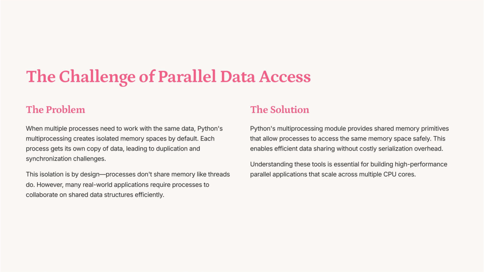Python's multiprocessing creates isolated memory spaces, leading to data duplication and synchronization issues. Shared memory primitives offer a solution, allowing processes to access the same memory space safely. This approach eliminates costly serialization, enabling efficient data sharing crucial for high-performance parallel applications across multiple central processing unit cores.